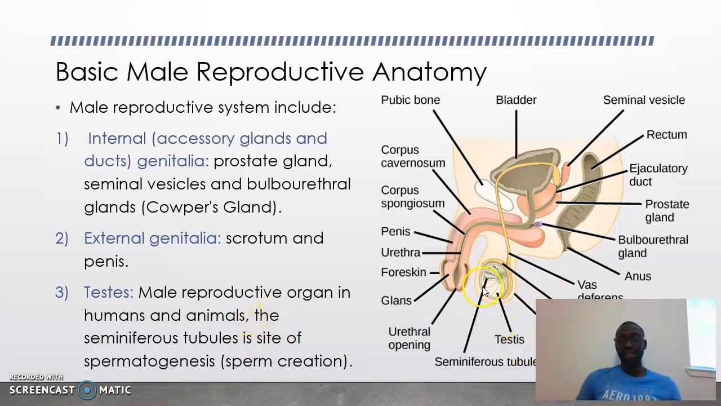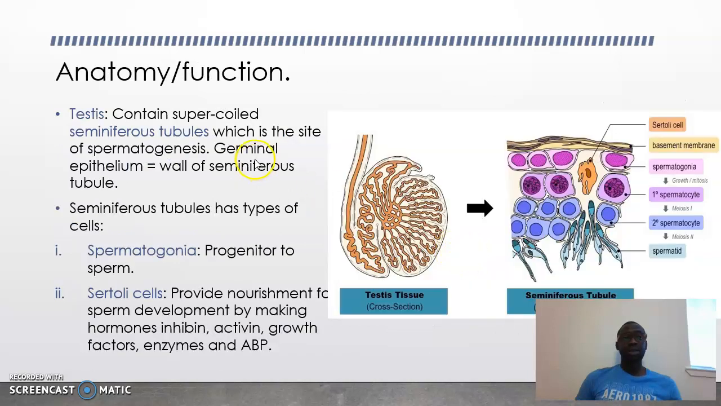It is within these testes that we have the seminiferous tubules. Seminiferous tubules are these coiled structures over here, and they are the site of spermatogenesis, the process of sperm creation. We can see from this cross-section of the testis tissue all these highly coiled structures; these are the seminiferous tubules.